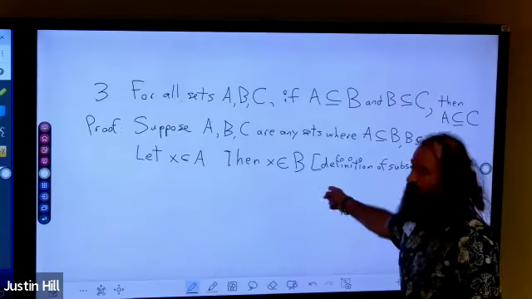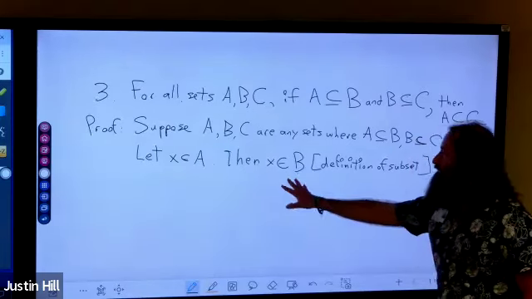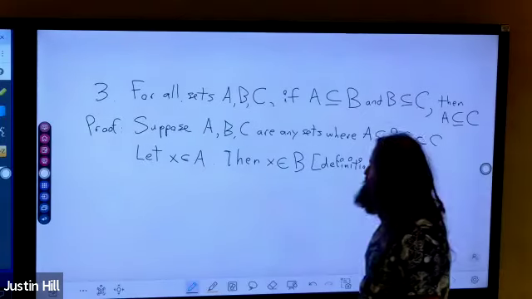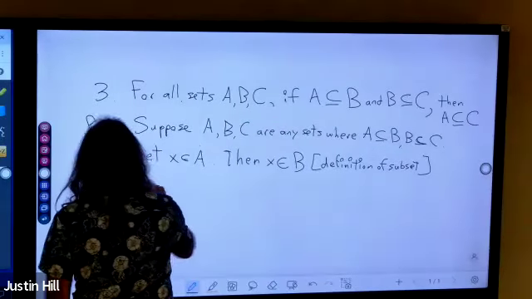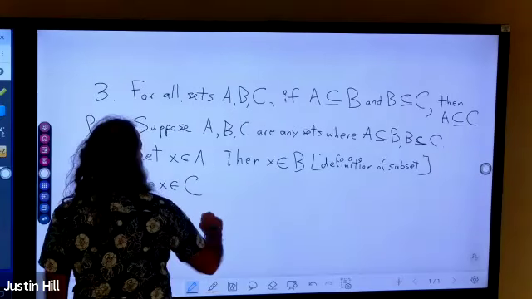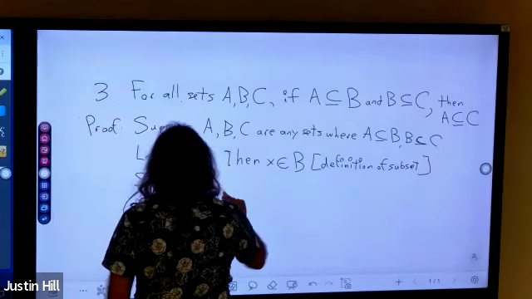So now we have that X is in B. So if X is in B, and we know B is a subset of C, what do we then know about X? Good. So then X has to be in C. And that's again the definition of subset.